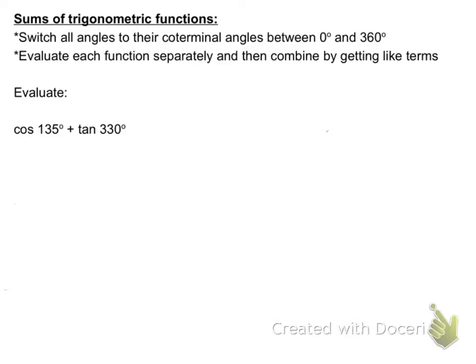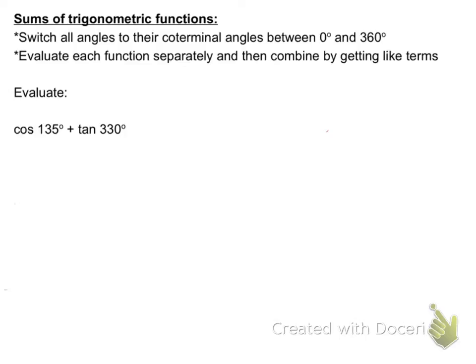The sums of trig functions. I've only got two little rules for this one. The first one is switch all your angles to their coterminal angles between 0 and 360, kind of what we were just trying to do on the last slide. Doesn't always have to be; technically, I could say from negative 360 to 60, because my next step would be to write their reference angles. And then you just evaluate them separately before you combine them with common denominators, not like terms.